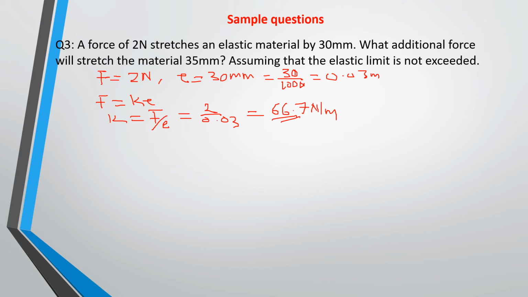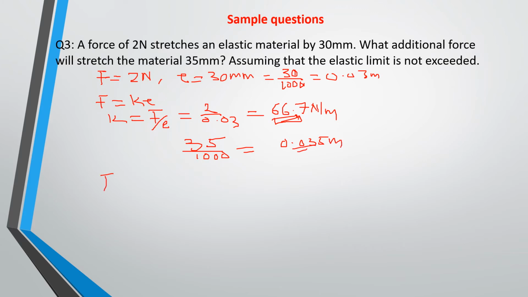Just as we did in the previous question, now that you know the force constant, you can find the value of the force that will extend this string by 35 millimeters. So you convert this 35 to meters. That gives you 35 all over 1000, and when you divide that out, you have 0.035 meters.